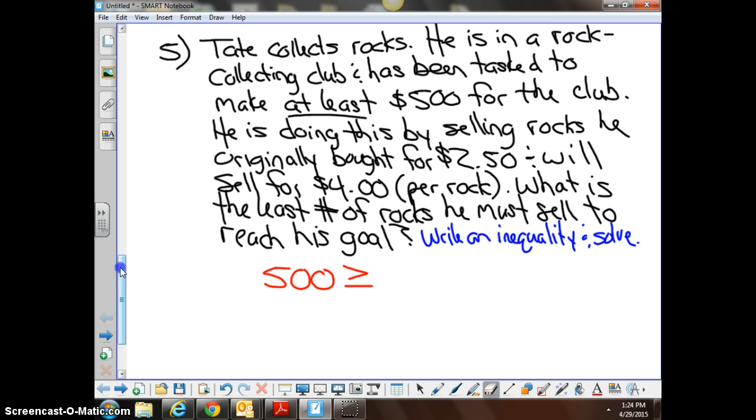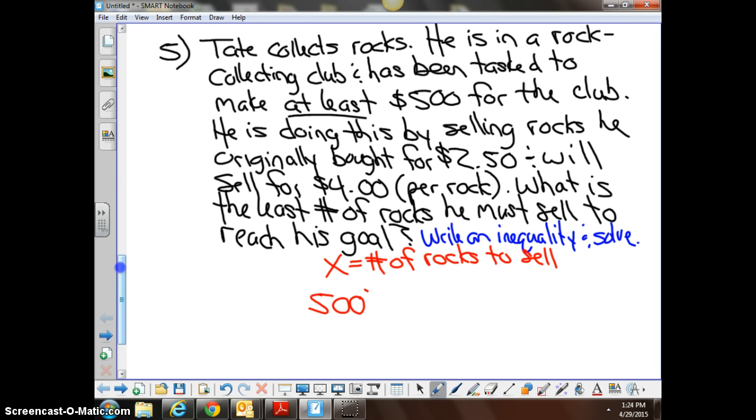Then Lance? 1.5x. What is x? The number of rocks we need to sell. So let's say x equals number of rocks to sell. Okay, and what is it again? 500 is greater than or equal to 1.5x.